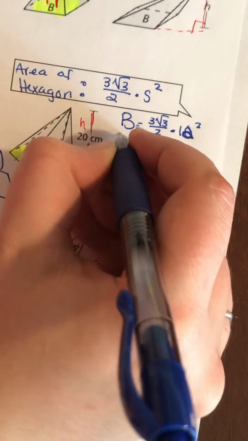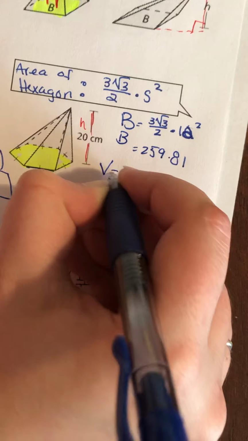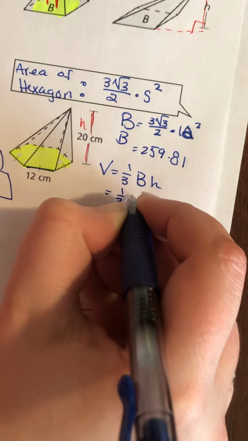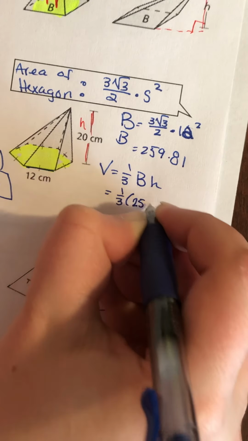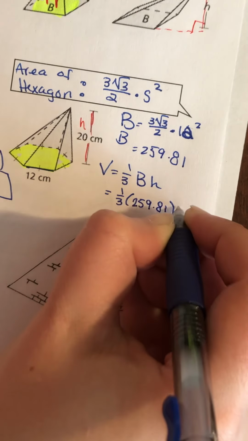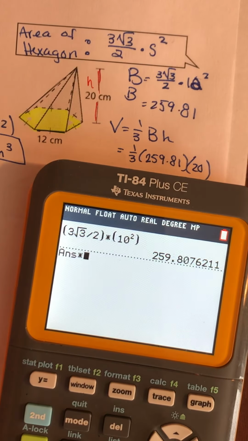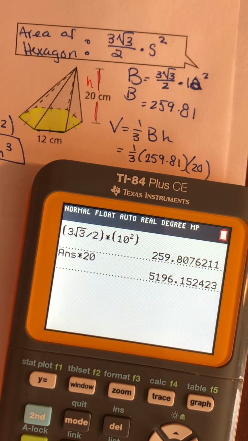That's the base. But remember, the volume is 1/3 the base times the height. So 1/3, 259.81, and the height is 20. Go right back in my calculator, times 20, and I get 5196.